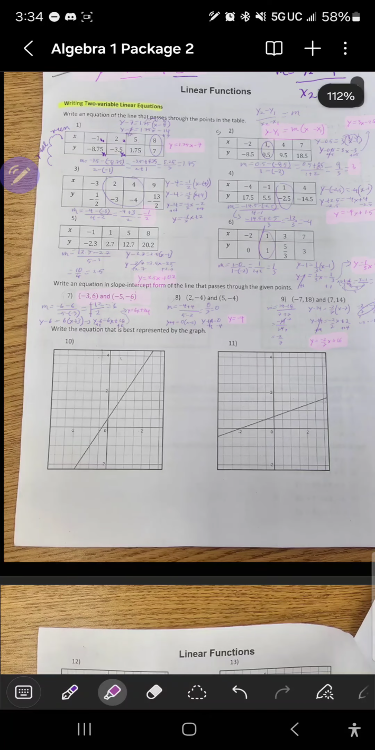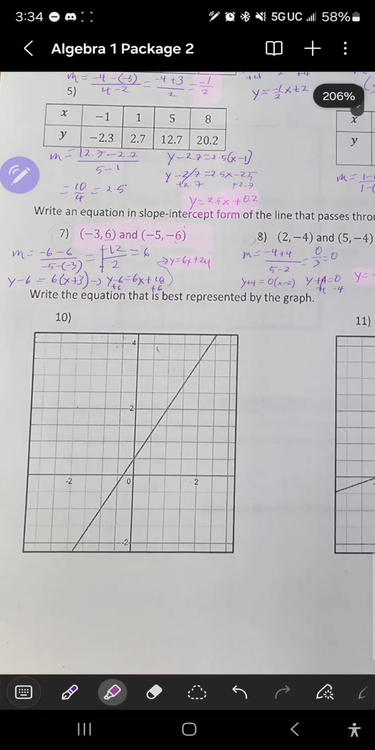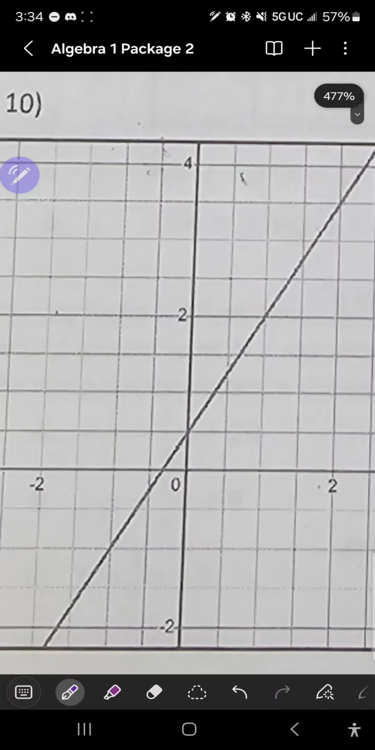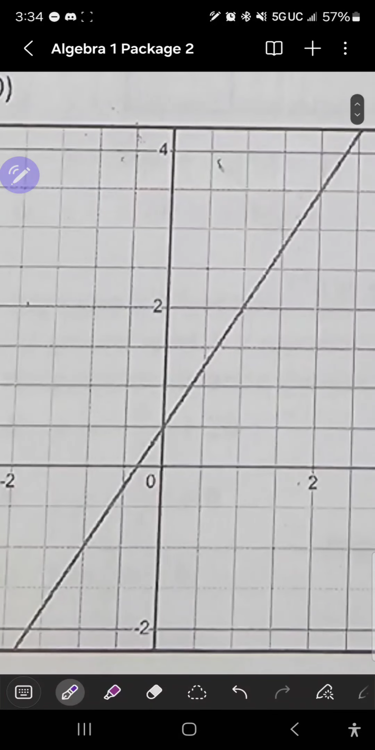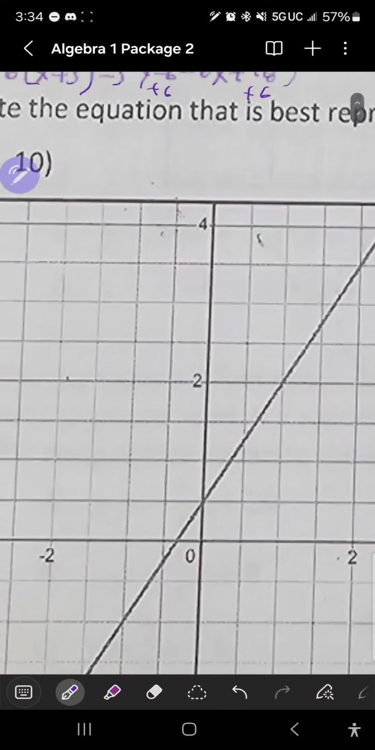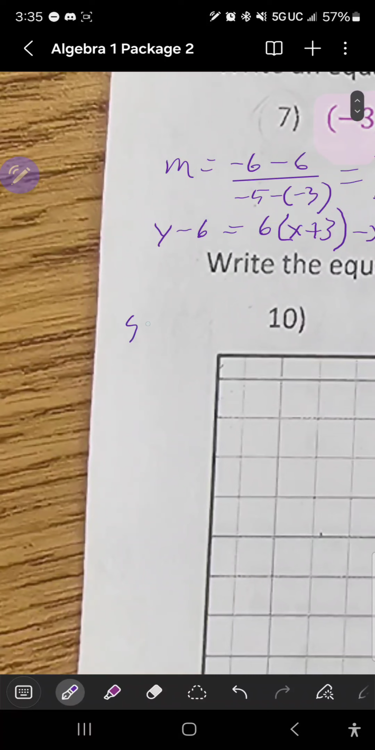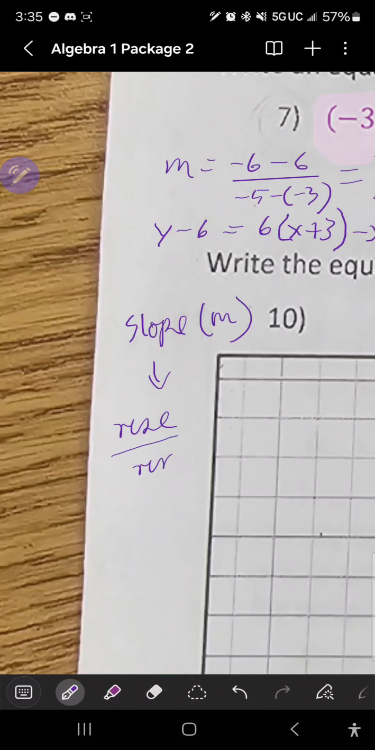Now on this side, write an equation that is best represented by the graph. Okay. First we need to see 2 points in the graph. Oh, wait, we don't need that. You know that the slope, as I explained before, the slope is m, just in case. It's going to be equal to rise over run.